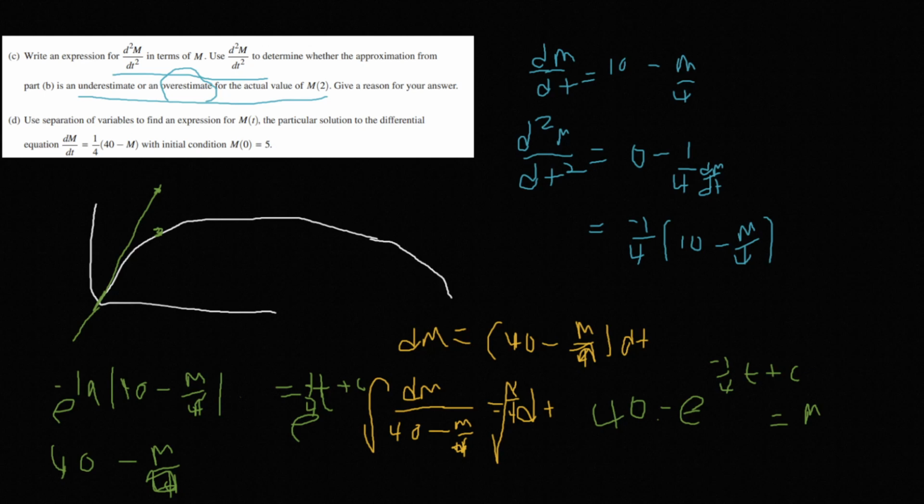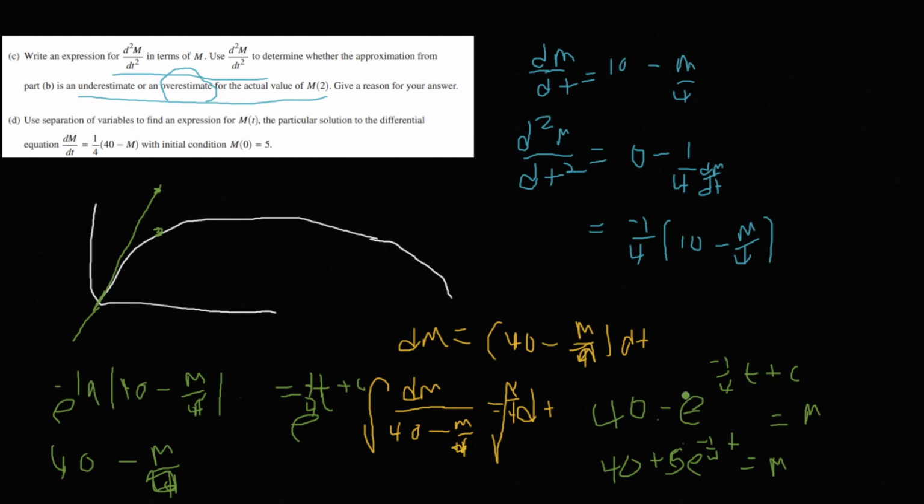And then we can solve for the c value, so let's move this c out front so we can actually do that. So this is going to be 40 plus c e to the negative 1/4 t is equal to m, but m naught is just 5, so c is 5. And that is it.